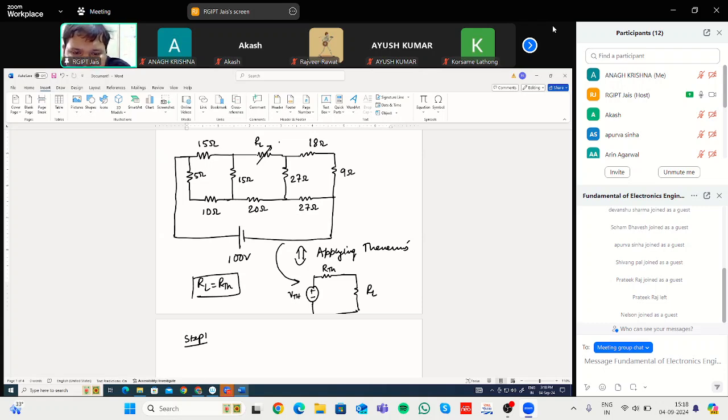Then the first step, you have to make it open circuit. The load should be removed. Other things remain the same.